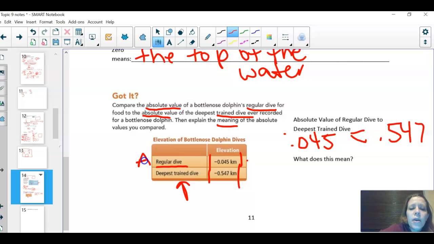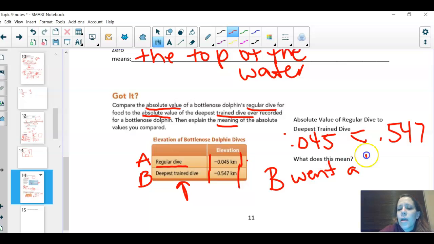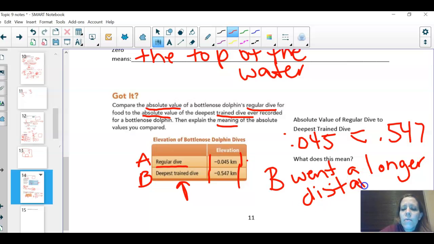I'm going to label them A, B. B went, fue a una distancia más larga. B fue a una distancia más larga. Y este es importante porque recuerdas que distancia no es negativa. Okay, so this is important because remember, distance is never negative.